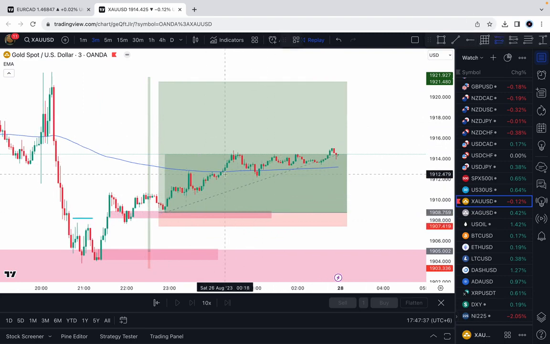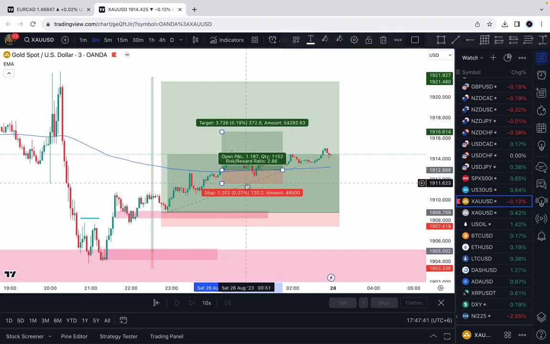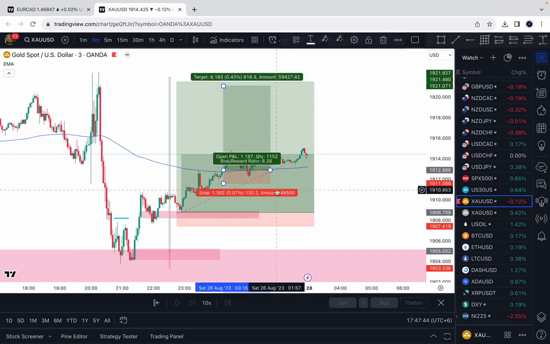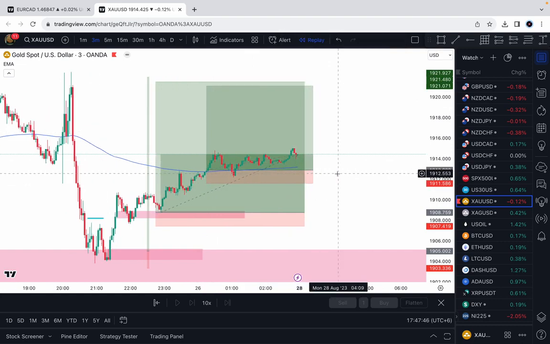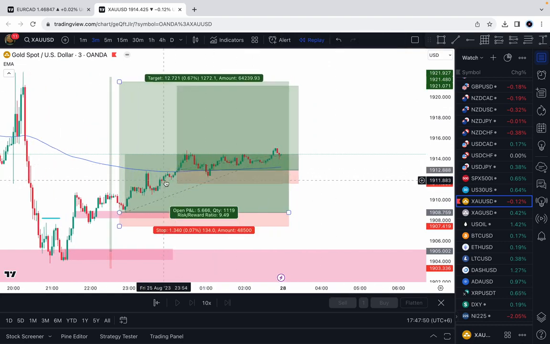You can see market close above 200 EMA. Stop loss below this. Take profit this. Okay. Market close above 200 EMA. That's the point where I place my entry and my stop loss would be below the low.